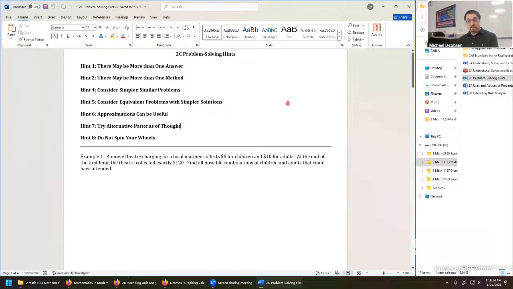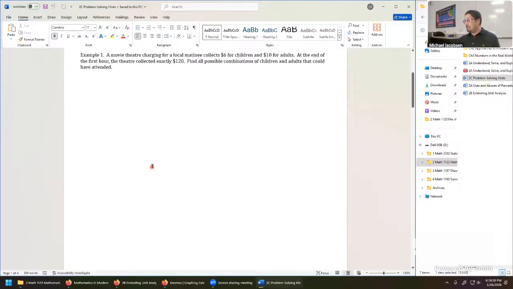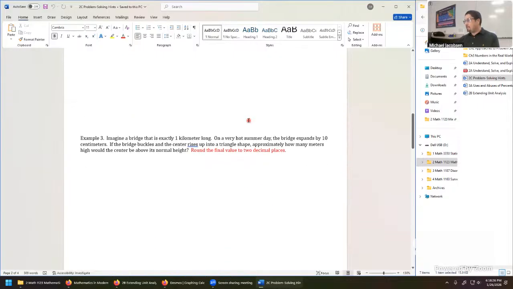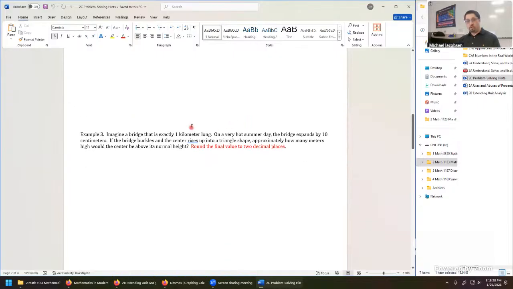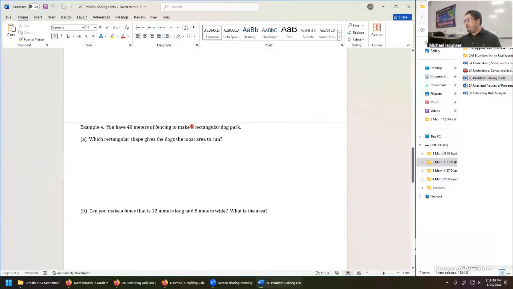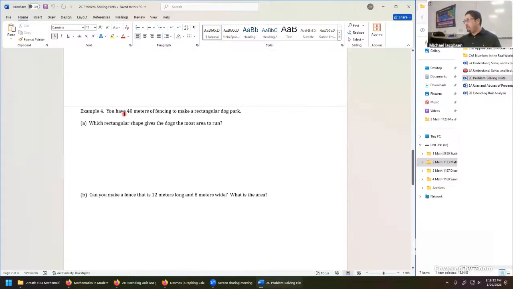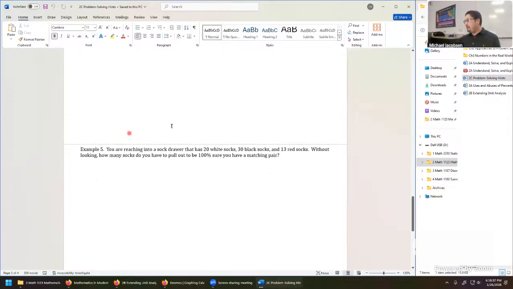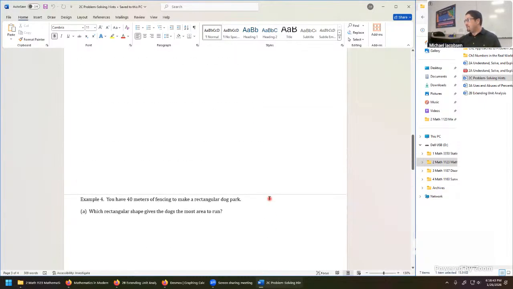And again, these are some pretty random looking questions. This one is about the number of different types of tickets sold. Example 2 has something to do about a ribbon being wrapped around a mailing tube. Then we're getting into examples about length. And finally, something that's more familiar, or this is another area problem, and then something about pulling socks out of a drawer. So this will be kind of a random question. I guess there's 5 examples altogether, I miscounted.